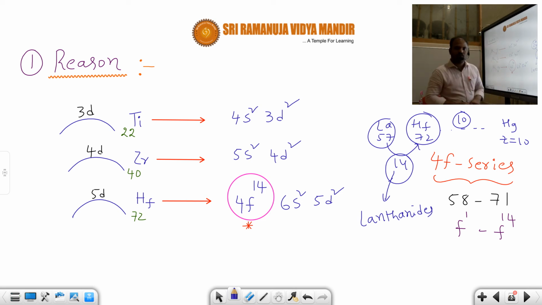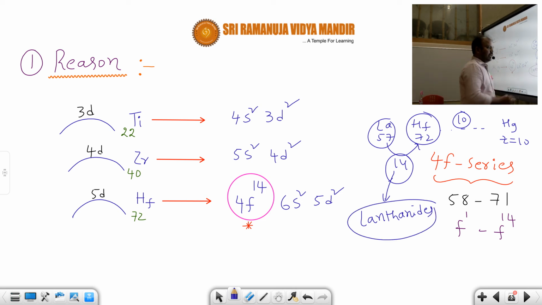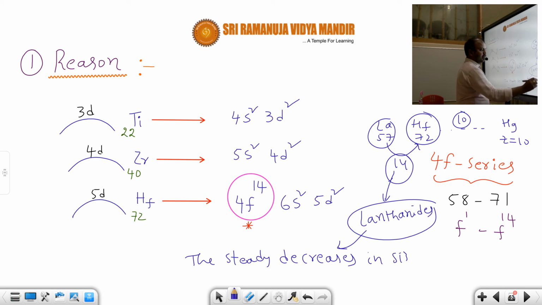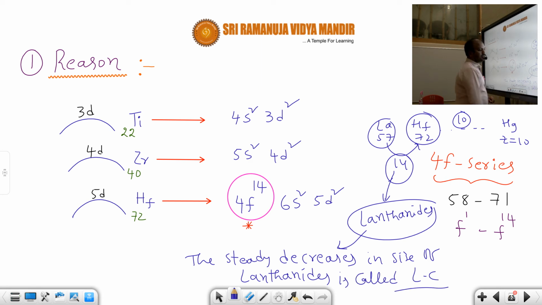Lanthanides. These 14 elements are called lanthanides. Generally, the steady decrease in the size of lanthanides is called lanthanide contraction. According to the definition, how do we tell that? What is lanthanide contraction? The steady decrease in the size of lanthanides is called lanthanide contraction.